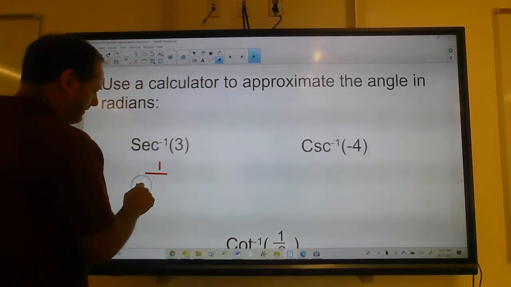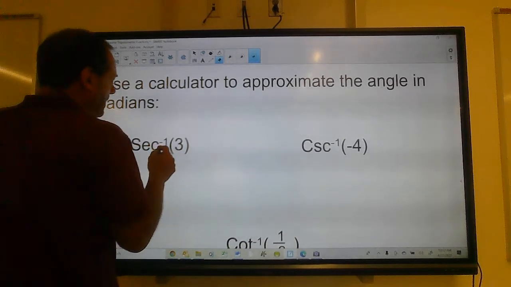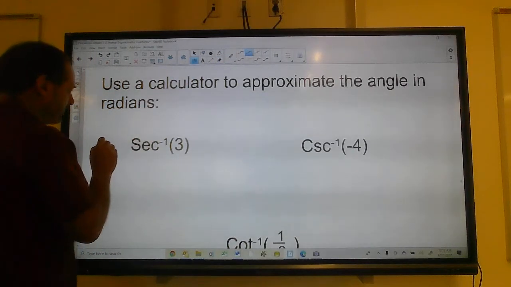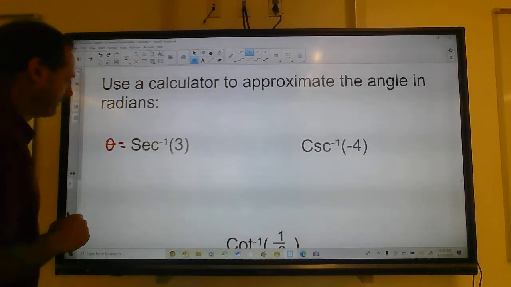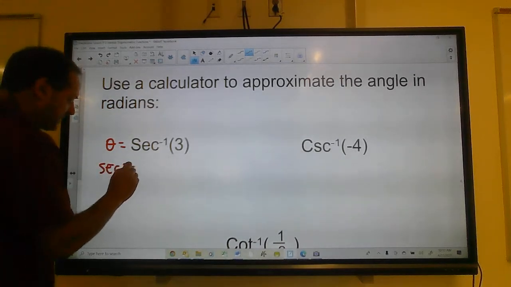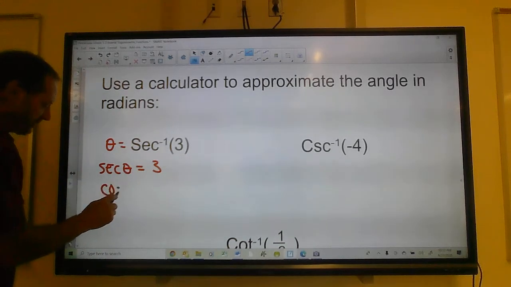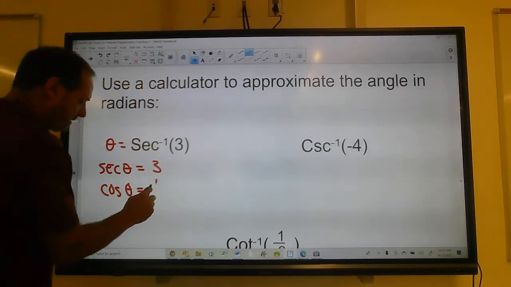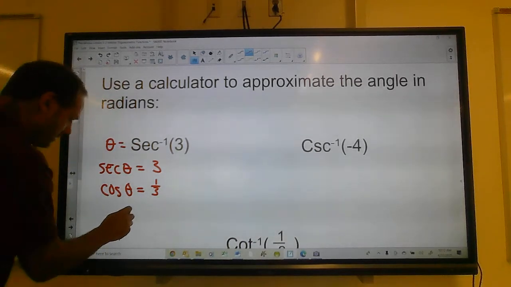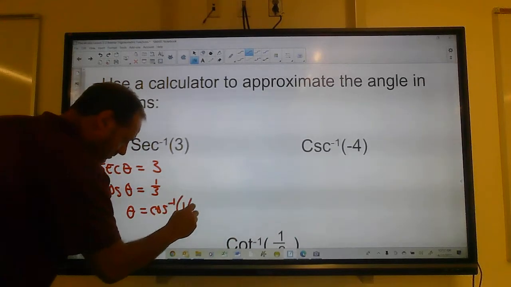Let's see. Arc cosecant of 3. So this is an angle. So theta is equal to that. So that tells me the secant of theta is 3, which tells me the cosine of theta is 1/3. So I can arc cosine 1/3.